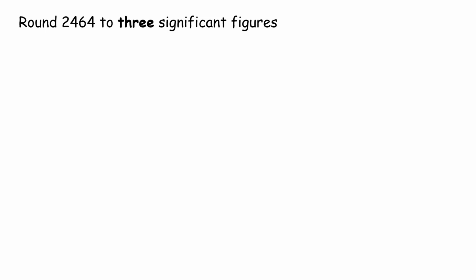We're now on to looking at rounding to significant figures. We know from the previous video what significant figures are, hopefully, but now on to how we round. The question says round 2,464 to 3 significant figures. First, you've got to identify where the third significant figure is, which is the 6. It's your third number that isn't a 0.